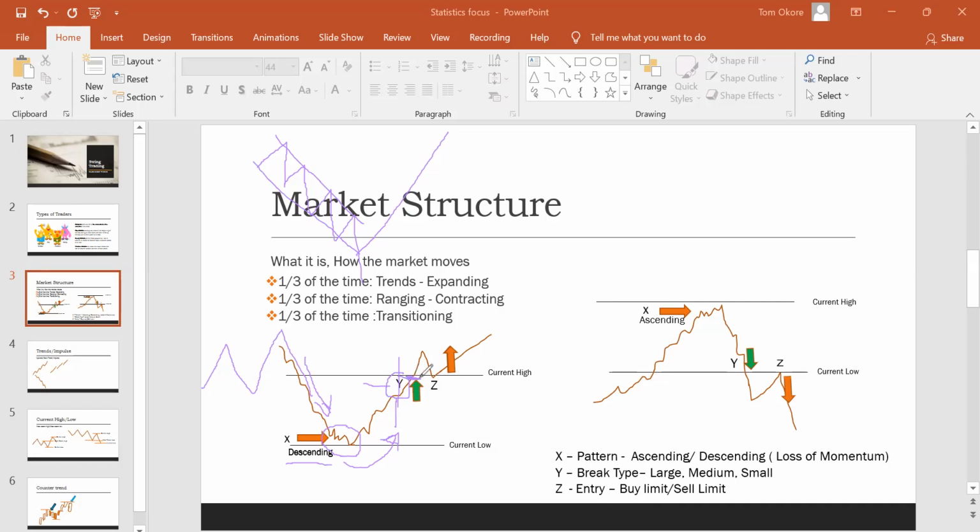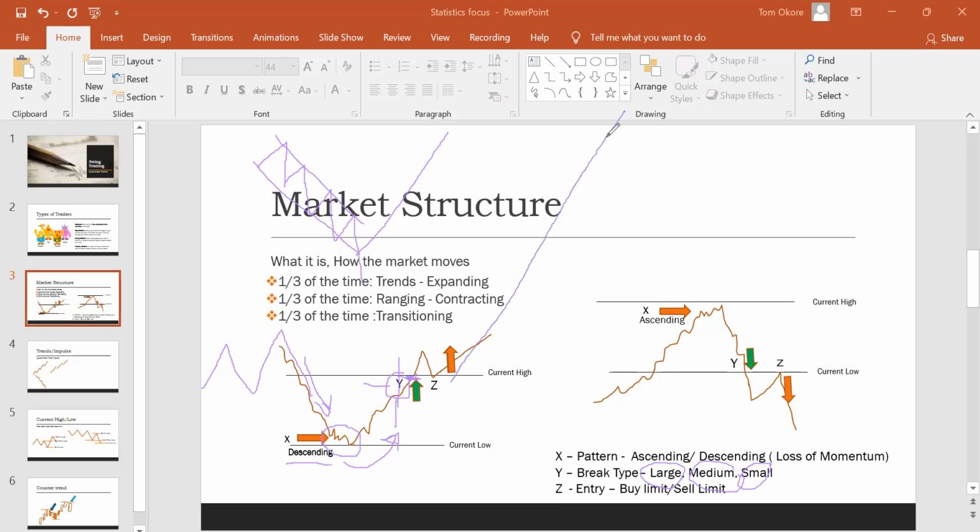Why? Because we want to know how it broke. How is it breaking that point? It can break as a large break, as a medium break, or as a small break. You will learn those details later. But once it breaks, for many of you who have traded before, there's what we call a break and retest. This strategy relies heavily on that because our goal is to try and catch the trend that is going to go up this way.